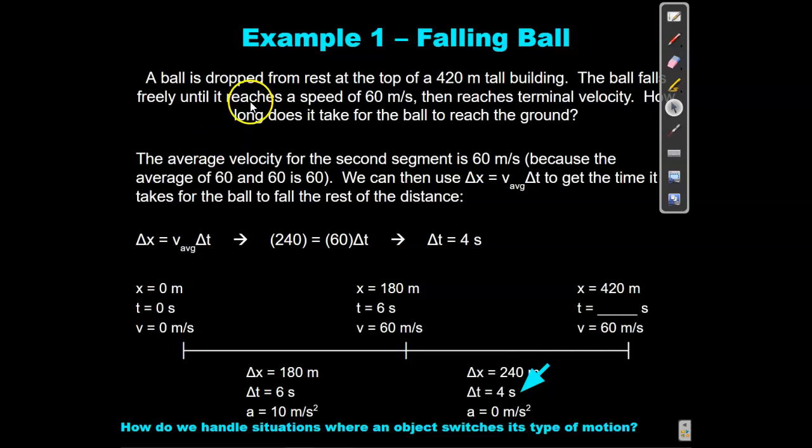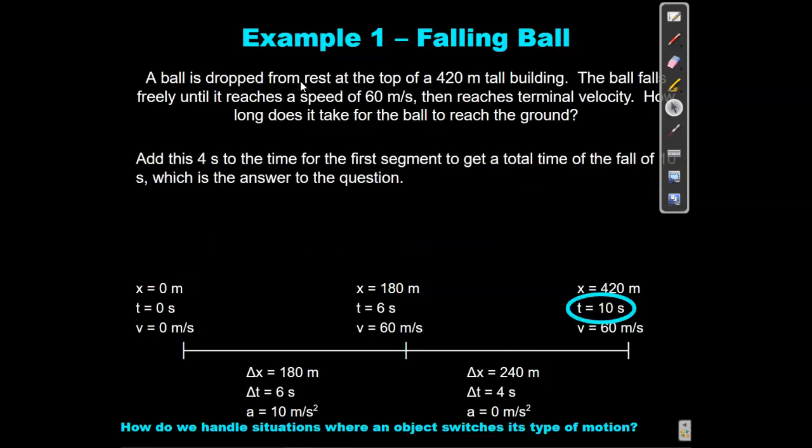We can then use displacement equals average velocity times the time interval to get the time it takes for the ball to fall the rest of the distance, which is 4 seconds. Add this 4 seconds to the time for the first segment to get a total time for the fall of 10 seconds, which is the answer to the question.